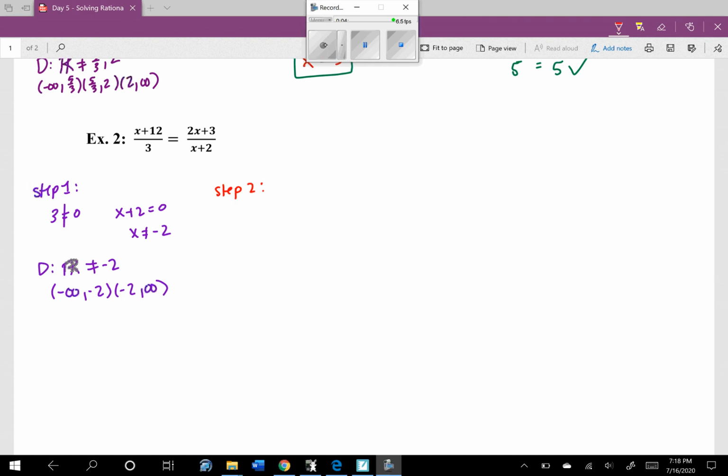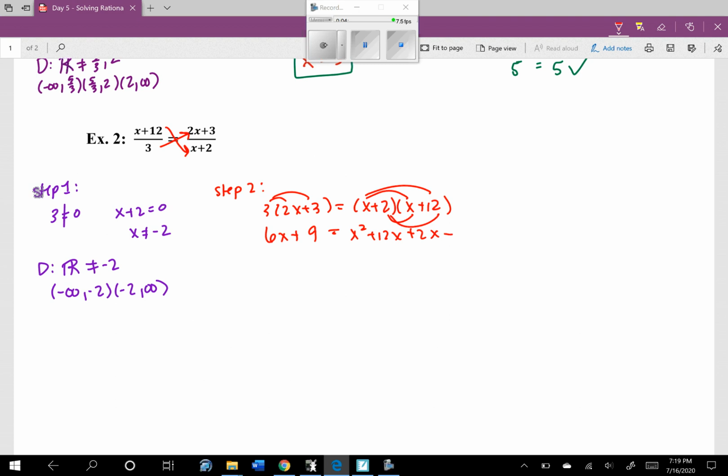So now we can go ahead and cross multiply. So we have 3 times 2x plus 3, and then we're going to multiply x plus 2 times x plus 12, and here we're going to distribute, so that gives us 6x plus 9 equals, and here you have to FOIL out each of your terms. So when we FOIL, x squared plus 12x plus 2x plus 24. So 6x plus 9 is equal to x squared plus 14x plus 24.